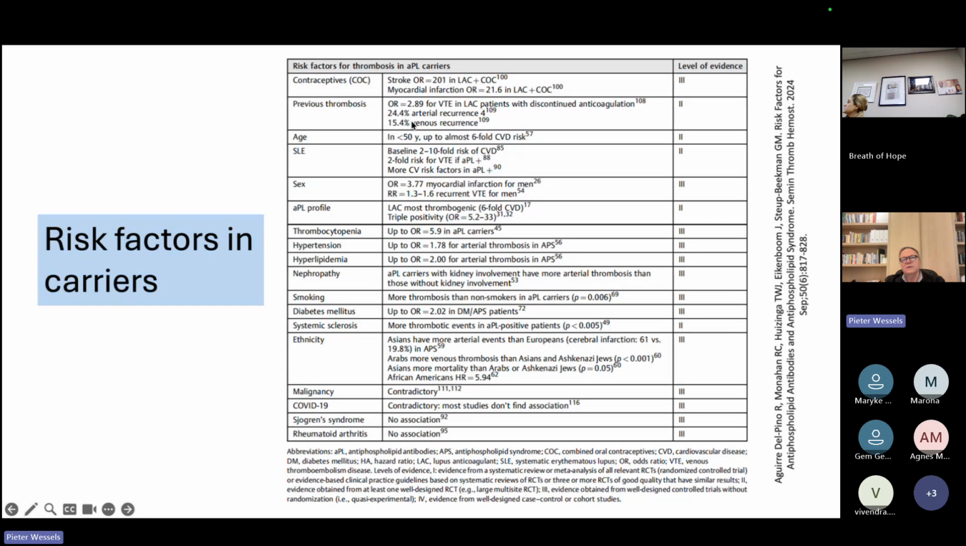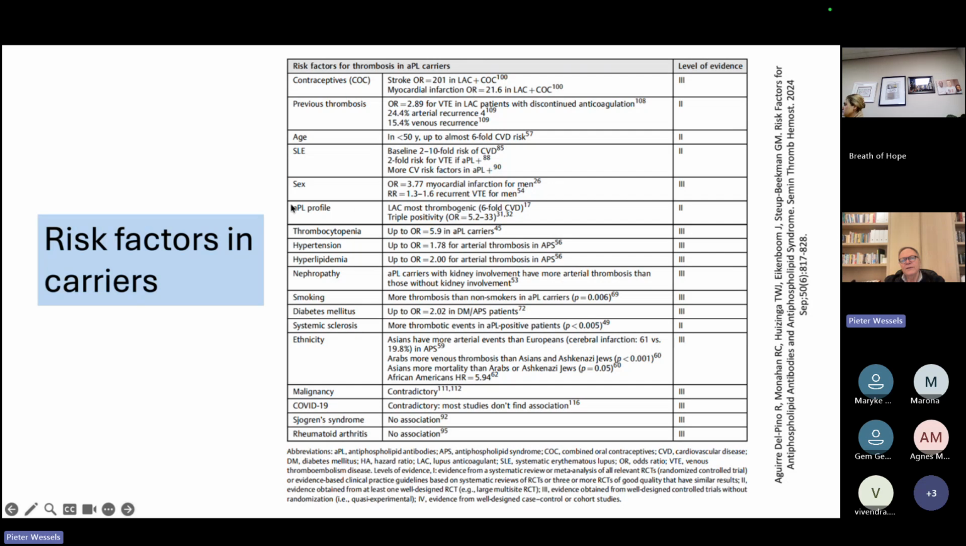Previous thrombosis, if they had a previous thrombosis, what is the risk of recurrence? 24% arterial recurrence, 15.4% venous recurrence. If they also have SLE, they have an increased risk. As I said, you might have antiphospholipid syndrome without SLE. Rheumatoid arthritis patients may have antiphospholipid antibodies.